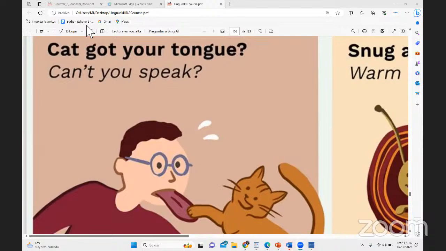Well, cat got your tongue? Can't you speak? Well, I think it talks about when you have to be quiet in one situation. Okay. What do you think, everyone else? Thank you. Guadalupe, try to think about another possibility. When can we use this phrase? Cat got your tongue? It's a question, right? When do you think we can use this?